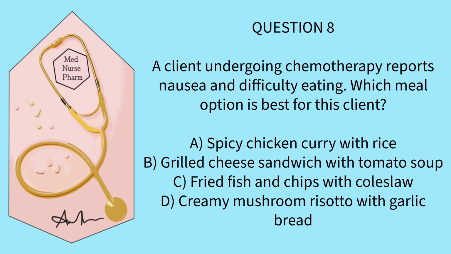Question 8. A client undergoing chemotherapy reports nausea and difficulty eating. Which meal option is best for this client? Spicy chicken curry with rice, grilled cheese sandwich with tomato soup, fried fish and chips with coleslaw, creamy mushroom risotto with garlic bread. Pause the video and select your answer.